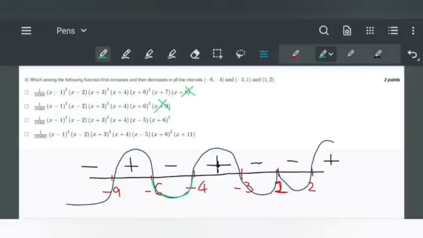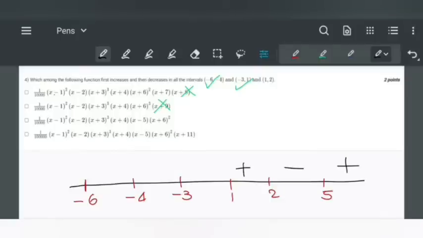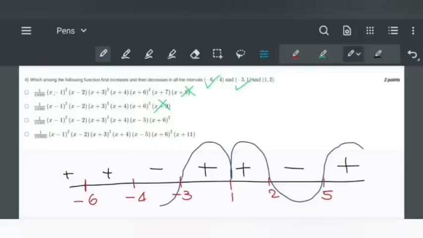Let us plot third option. So its critical points are starting from -6, -4, -3, +1, +2 and +5. So x minus 5 will start from positive. Odd power, sign will change. X minus 2, sign will change. X minus 1 whole square, sign remains constant. X plus 3 whole cube, sign will change. X plus 4, sign will change. And x plus 6 whole square, sign will remain as it is. The function would look like positive, negative, positive, positive, negative, positive, positive. Okay, so from minus 6 to minus 4, the function is first increasing, then decreasing.